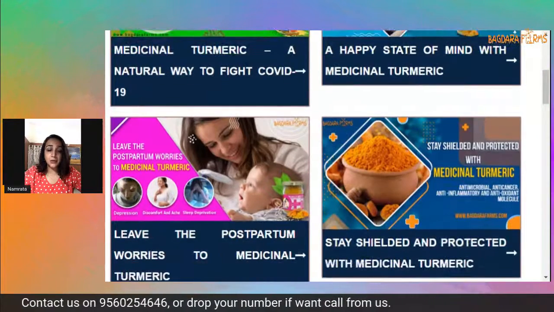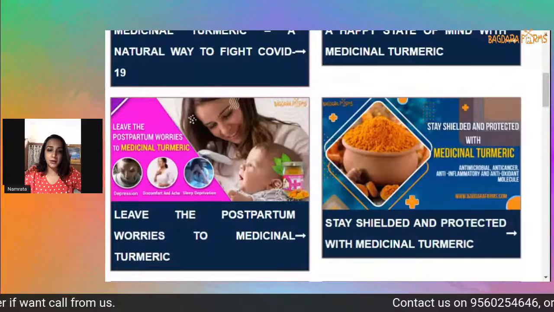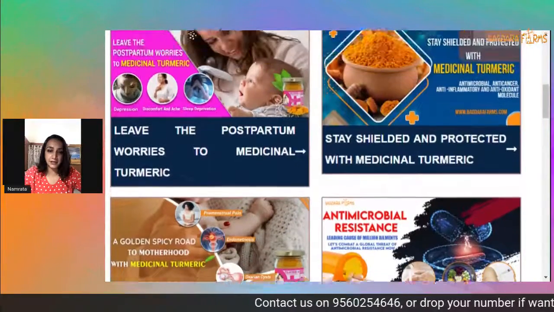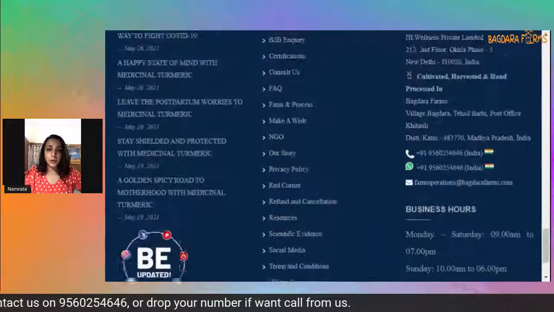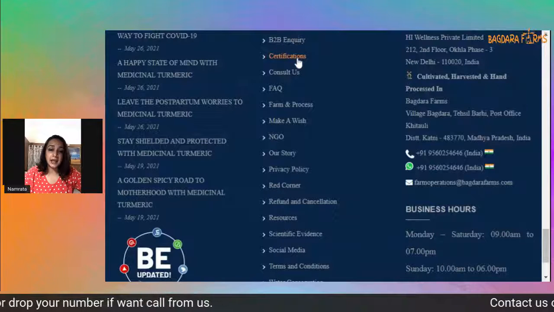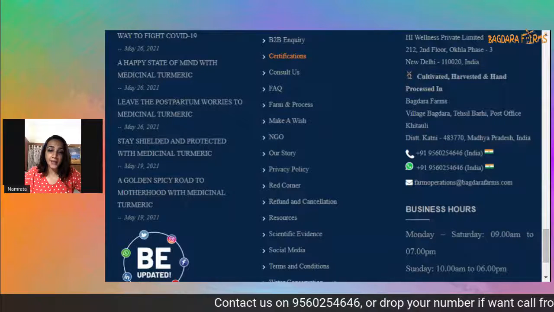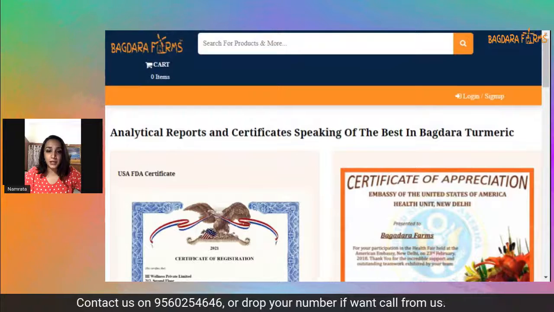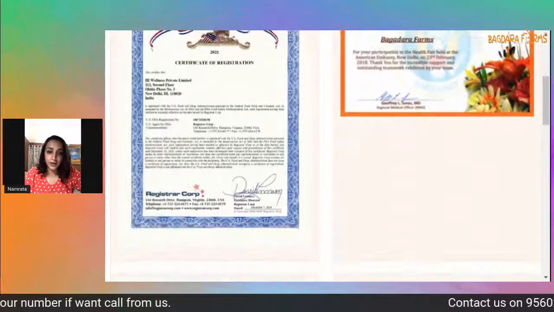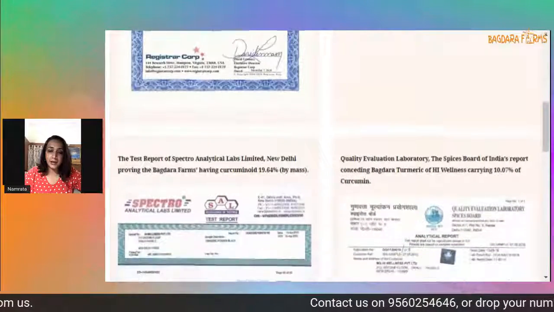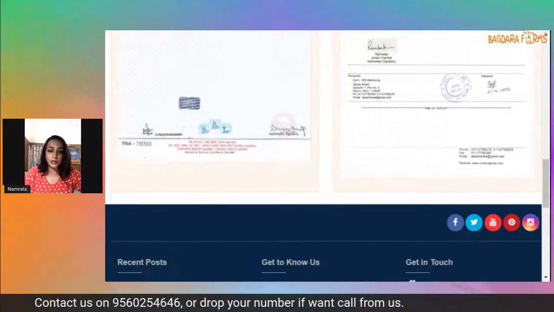Also, if you go on our website and want to know about our certifications, scroll down to the bottom of the website. We have a column where it is clearly written certifications, right? You go to the certification section and open the certificates. Our products are certified by FSSAI and USA FDA. We have put out certificates for everybody to see, so that there is transparency when you buy our products, so that you understand the authenticity and the genuineness of our products. It is approved by USA FDA and FSSAI. Our products also have a high curcumin percentage, and those certificates are also available on the website.